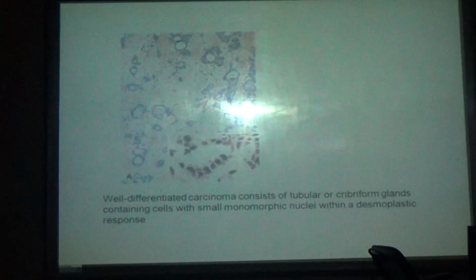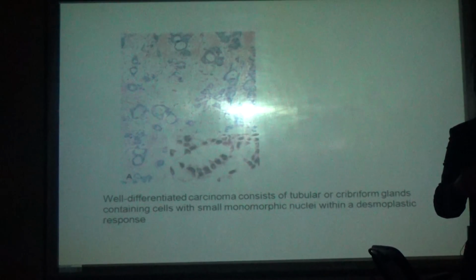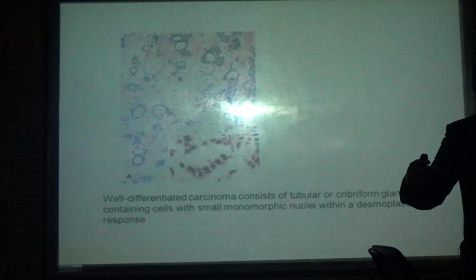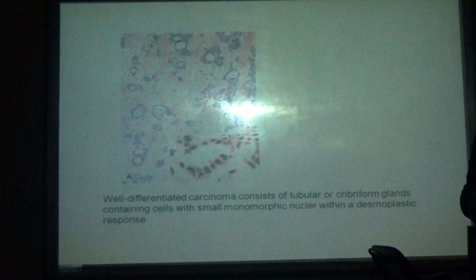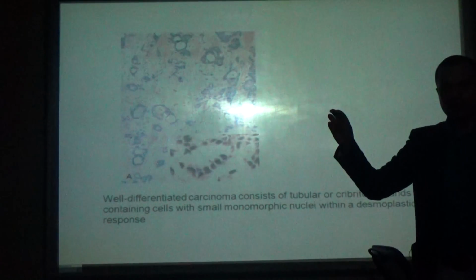If you see in microscopy, this is a picture from your Robbins only: well differentiated carcinoma consists of tubules and cribriform glands. This is the tubules, these are tubules. This is the cribriform pattern. Tubules, in the sense, are tumor cells forming small elongated structures. Cribriform pattern is like a net, a mosquito net.